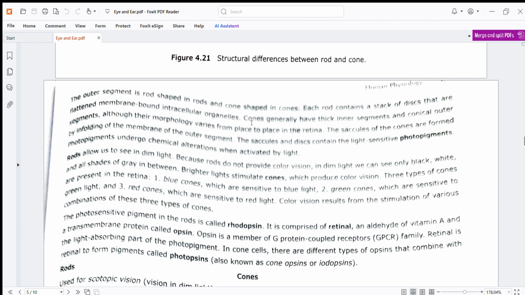Rods allow us to see in dim light, but rods do not provide color vision. In dim light, we can see only black, white, and all shades of gray in between. Brighter light stimulates cones, which produce color vision. Three types of cones are present in the retina. Blue cones, which are sensitive to blue light, green cones, which are sensitive to green light, and red cones, which are sensitive to red light. Color vision results from the stimulation of various combinations of these three types of cones.